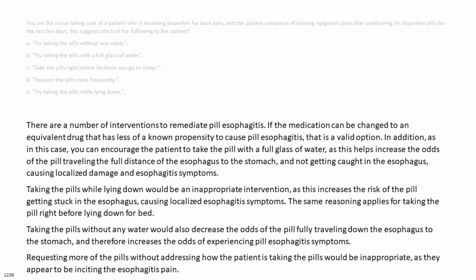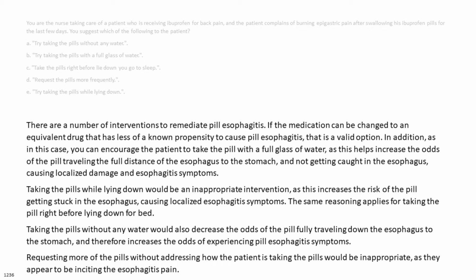There are a number of interventions to remediate pill esophagitis. If the medication can be changed to an equivalent drug that has less of a known propensity to cause pill esophagitis, that is a valid option. In addition, as in this case, you can encourage the patient to take the pill with a full glass of water, as this helps increase the odds of the pill traveling the full distance of the esophagus to the stomach, and not getting caught in the esophagus, causing localized damage and esophagitis symptoms.